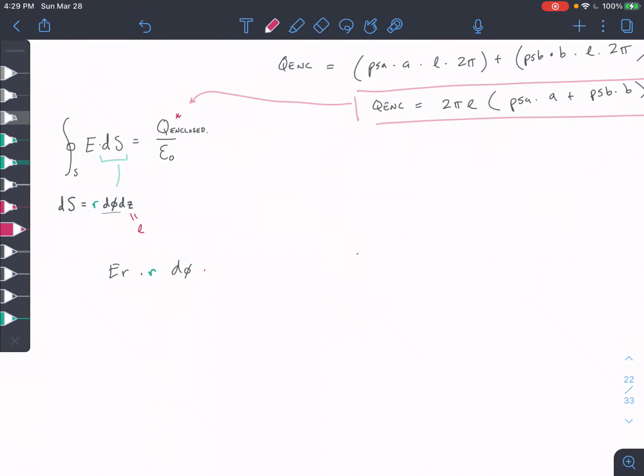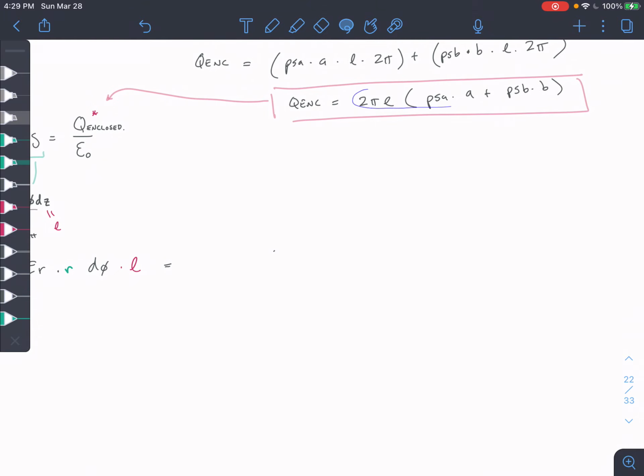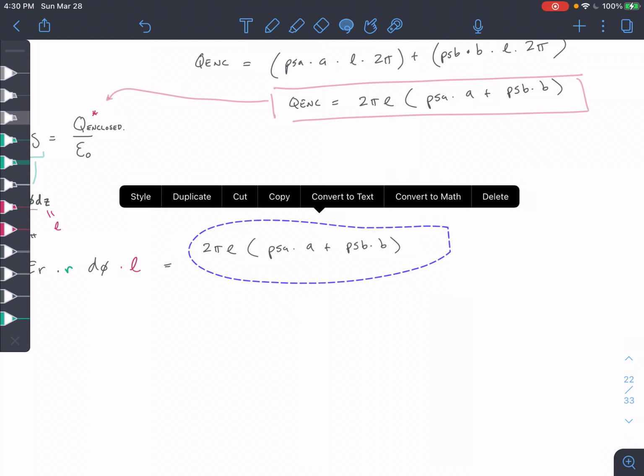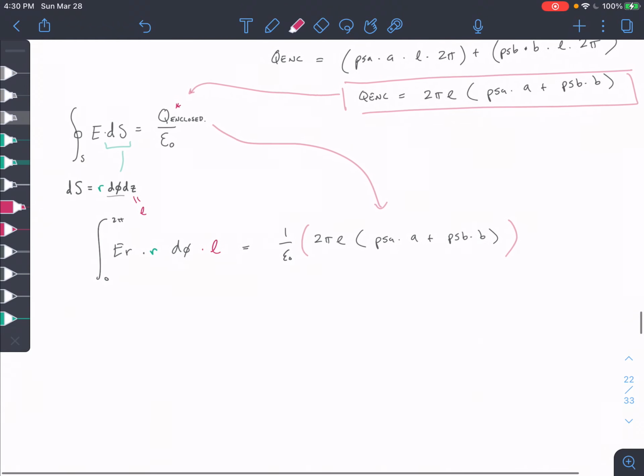d phi times L, and we'll keep the integral on the outside here. Our d phi again is 0 to 2 pi because we have a full cylinder, so this is common for all of these, because we have very similar shapes. Often a Gaussian shape will go around a very similar shape. So PSA times A, PSB times B, and this is our Q enclosed, multiplied by 1 over E naught. We got it from here and plugged it into here.